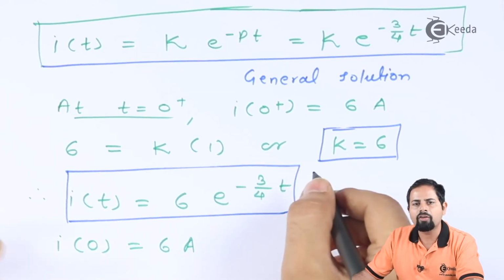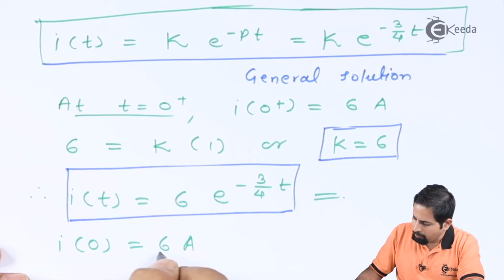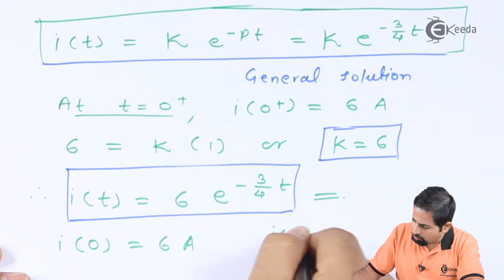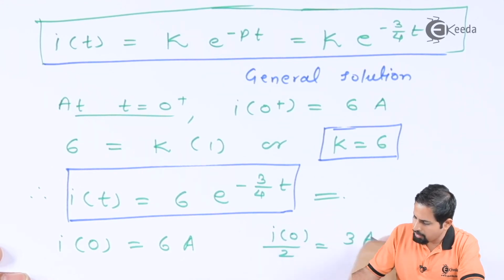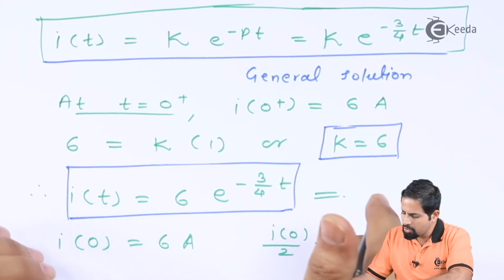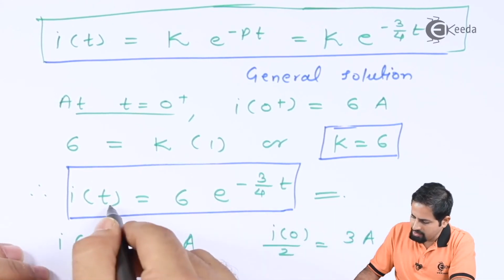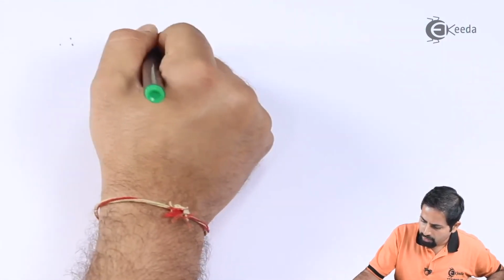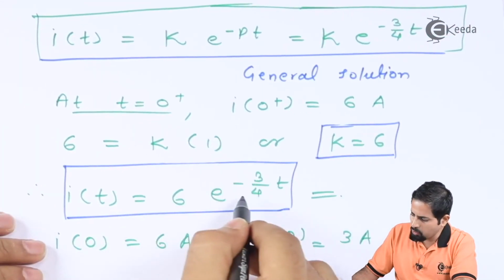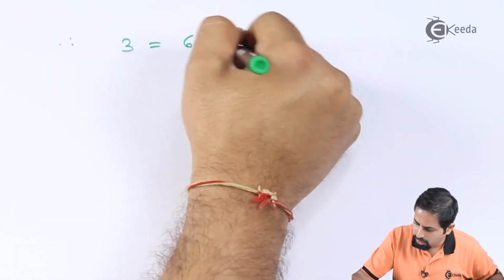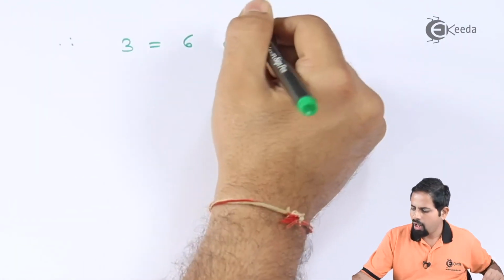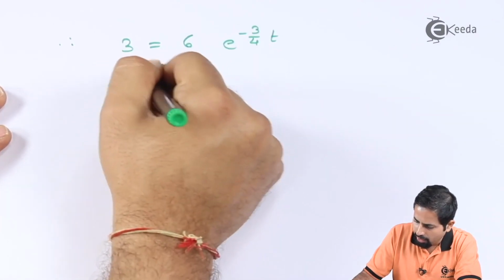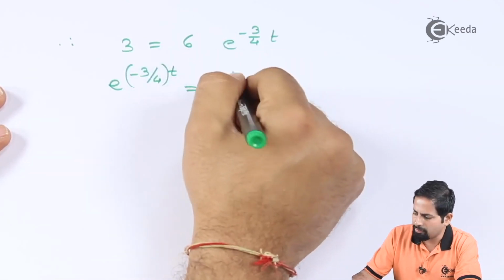Now we want to find at what time I of t will become half of this, means at what time this current is going to be half of this. So I of 0 divided by 2 will be 3 ampere, that is nothing but half of initial current. So the value of this current is nothing but 3 amperes. So let us substitute this 3 here. So 3 will be equal to 6 into e raised to minus 3 by 4t. Or in other words, e raised to minus 3 by 4 into t is nothing but equal to 3 by 6, that is 1 by 2.